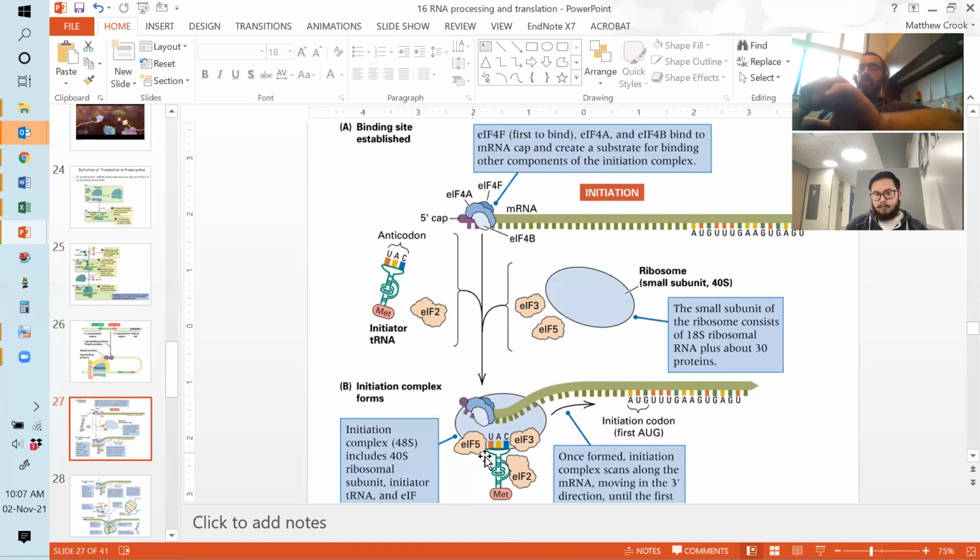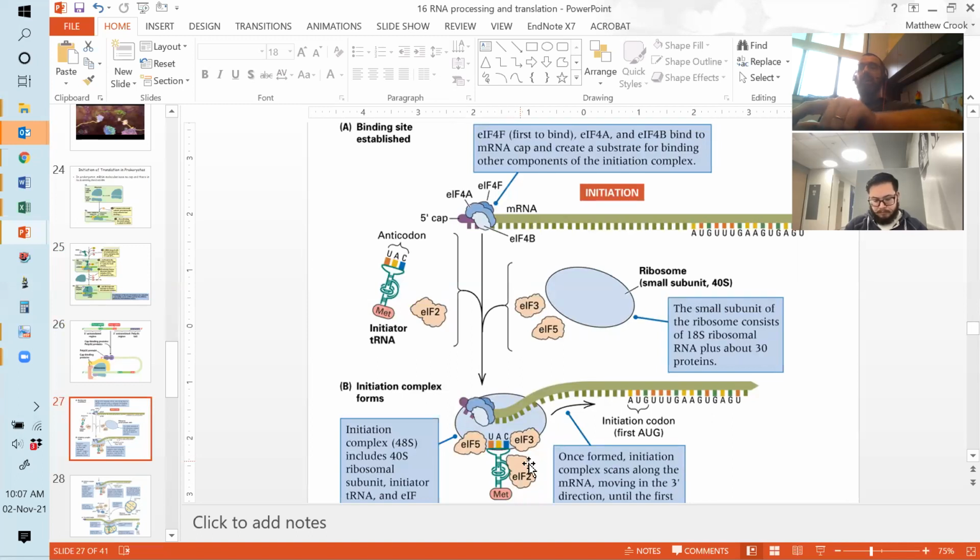So we have a similar kind of deal. We have a fMet tRNA complexed with our small subunit and a bunch of other proteins. The difference is this is not over the start codon. The start codon is somewhere downstream. Could be several hundred base pairs downstream.